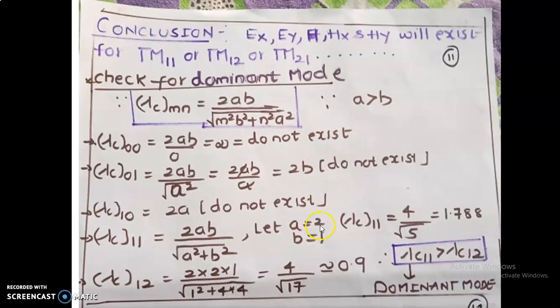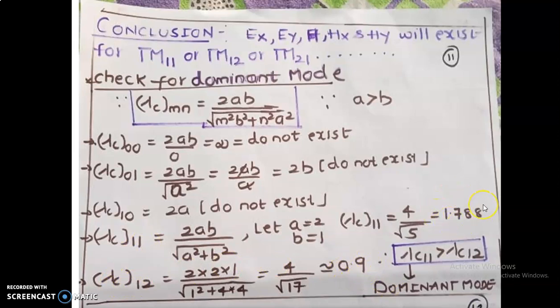Now once I substitute this A, B, then m equal to 1, n equal to 1, you just solve it, I got 1.788. Now if I go for 1 2, let us say some random values, then I got something like 0.9. Now I can say that here I got 1.7 for lambda c 1 1 and for lambda c 1 2 I got 0.9. So it is less, it is more.